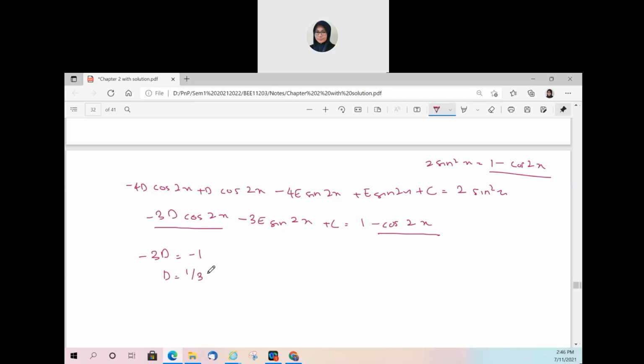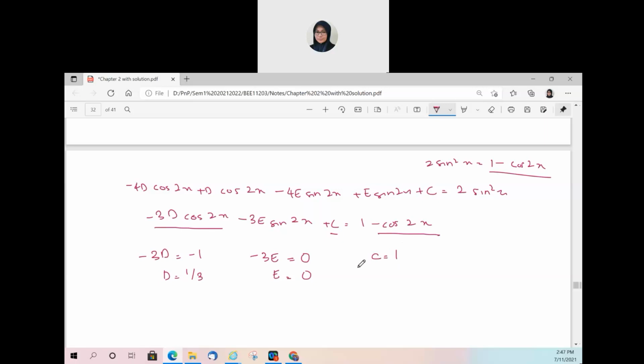And then here sine 2x. So minus 3E equals to, is there any sine 2x here? Ada tak? Tak ada. Then 3E equals to 0. Then E equals to 0. And last one C. C equals to, you compare with 1. Then C equals to 1.